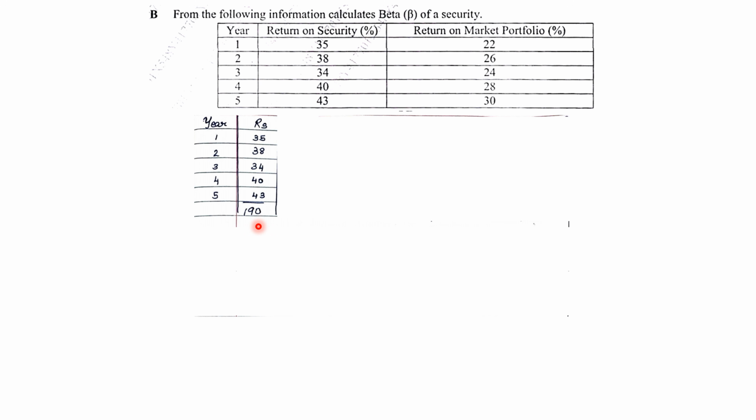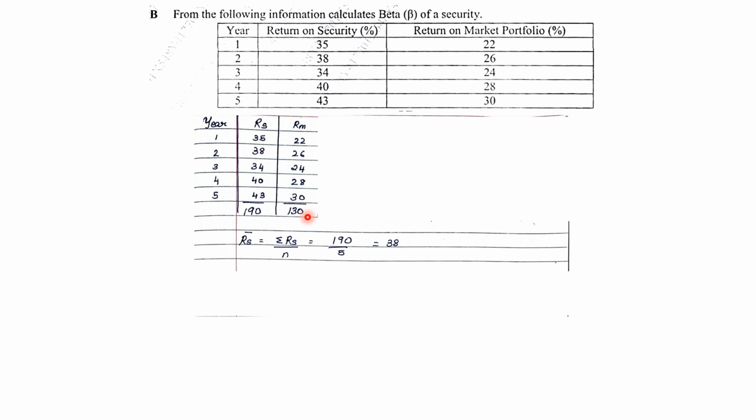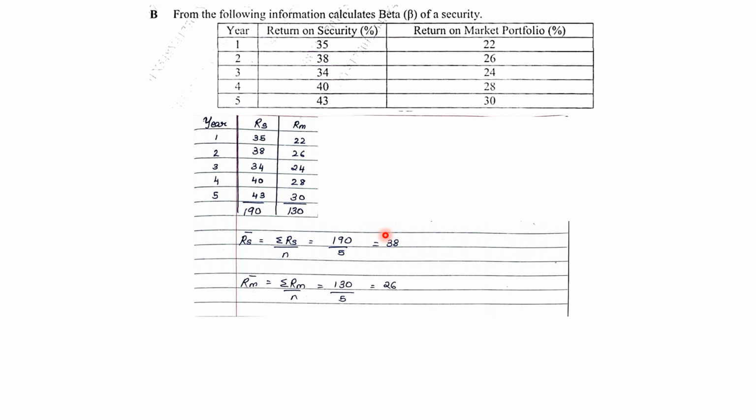Next, similarly we will find the market return, called RM. So we have 22, 26, 24, 28 and 30. The total comes to 130. Now, once I have the totals, the next step is to find the average of RS and RM. So RS bar is the total of RS upon N, the number of years, 5. 190 divided by 5 comes to 38. Similarly, RM bar is 130 upon 5, which comes to 26.